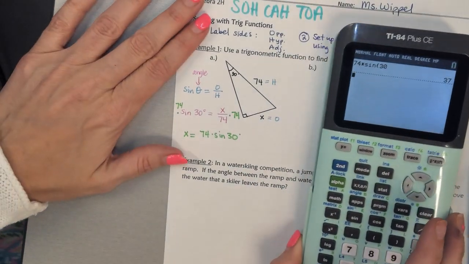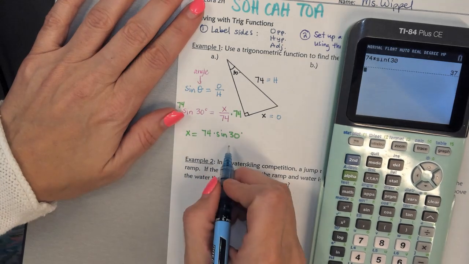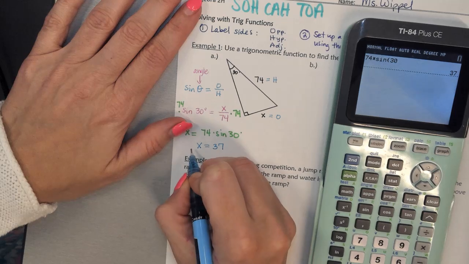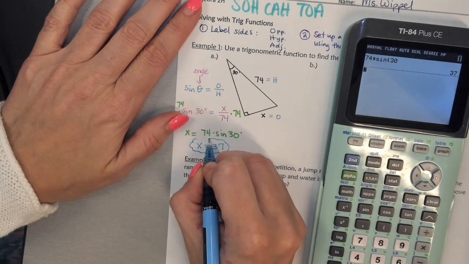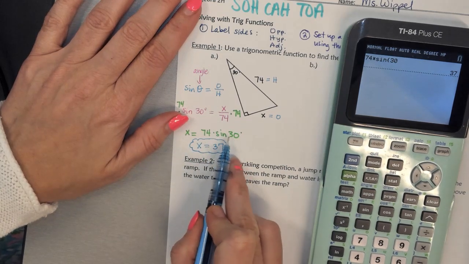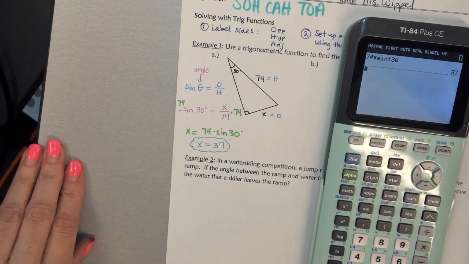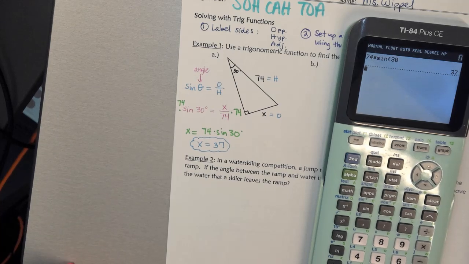Okay, got 37. Based on that, what is the sine of 30? I did 74 times the sine of 30 and I got 37. So what is the value of the sine of 30? 1/2, right? Half of 74 is 37.